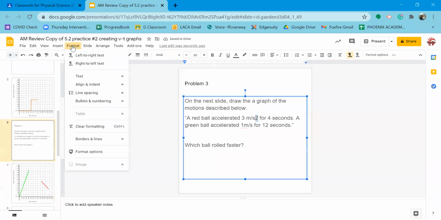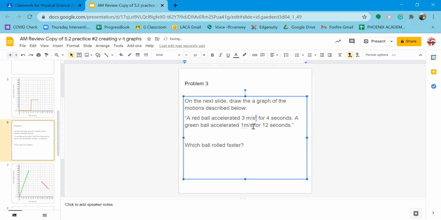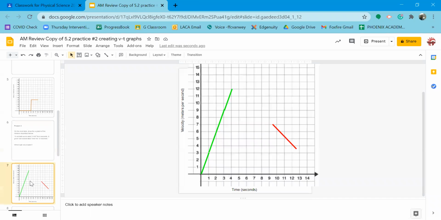Sorry about that. That is format. Next, superscript. Sorry, guys, it means a totally different thing now. Okay. It did that for 4 seconds, and the green ball did 1 meter per second squared for 12 seconds. So every time it went 1 meter per second faster, it took 1 more second, and it did this for 12 seconds.